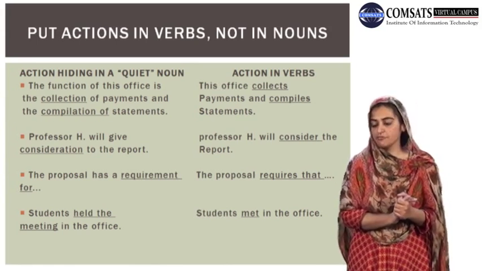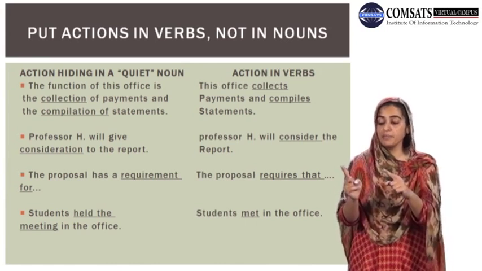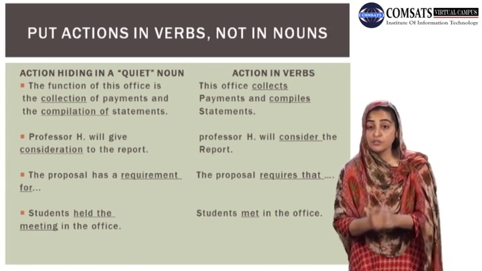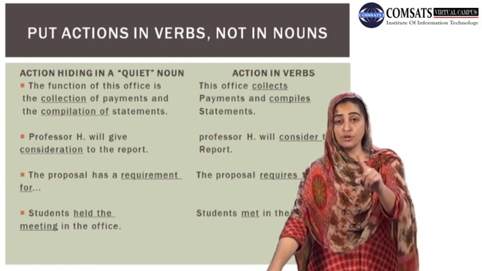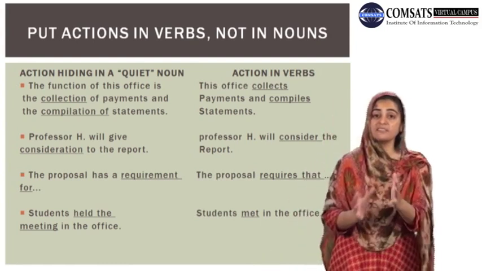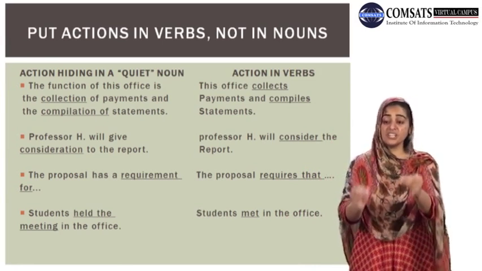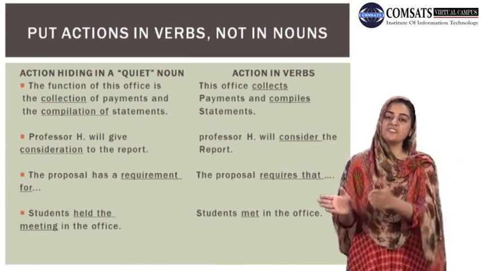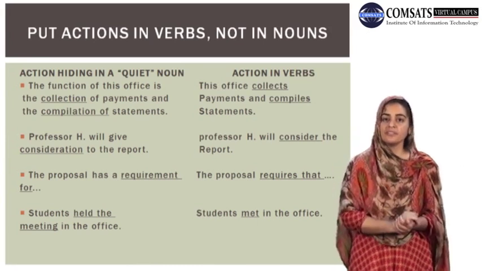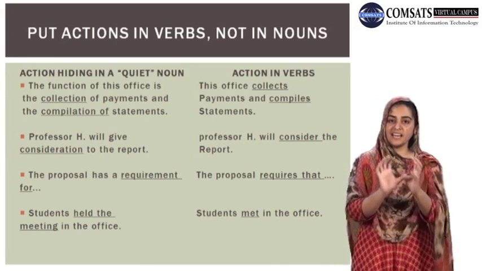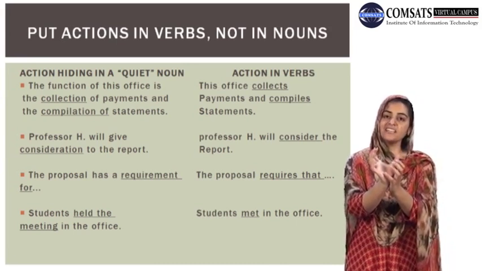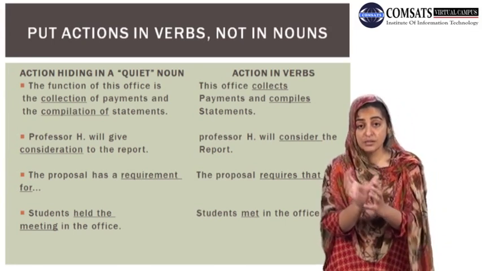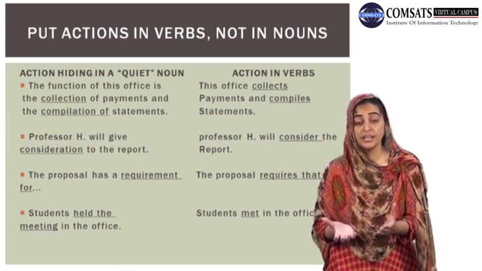Now look, if I change the first sentence, the function of this office is the collection of payments and compilation of statements, into past tense, I would say the function of this office was the collection of bills and compilation of statements. In future, the function of this office will be the collection of bills and compilation of statements. The words collection and compilation remained as such in all the tenses: future, past, past perfect, continuous. They are fixed in their noun shape. That means the active form of the verb is fixed because the verb has been converted into a noun shape. The recommendation to make your report more concrete is to use the verbs in their active shape. Do not hide the action of the verbs in nouns.